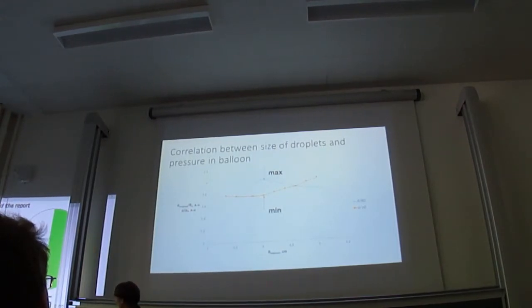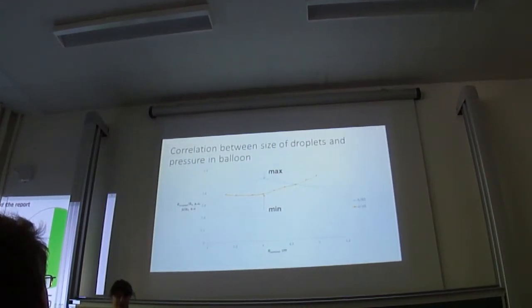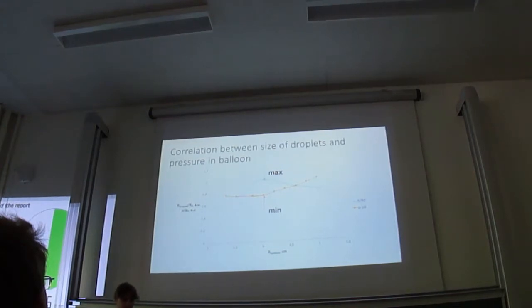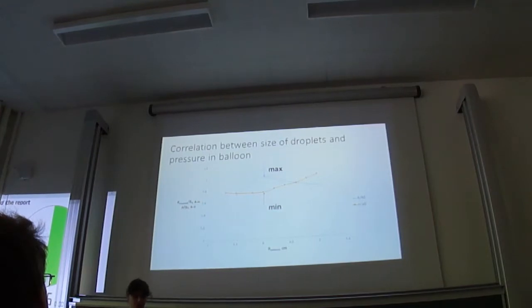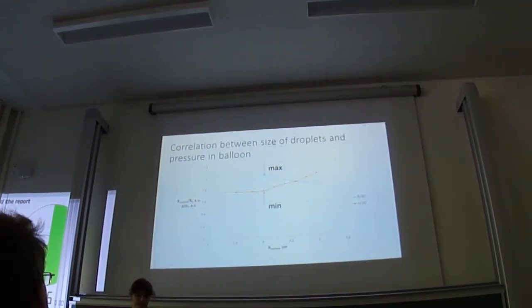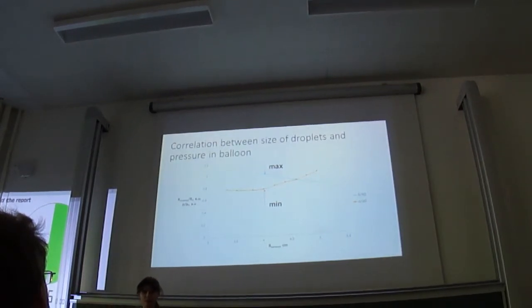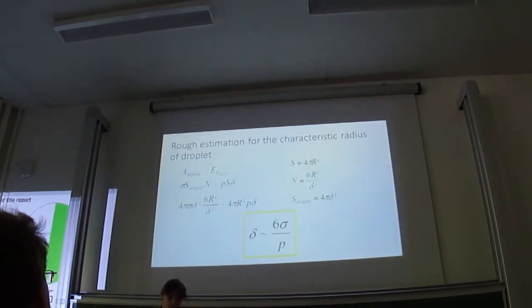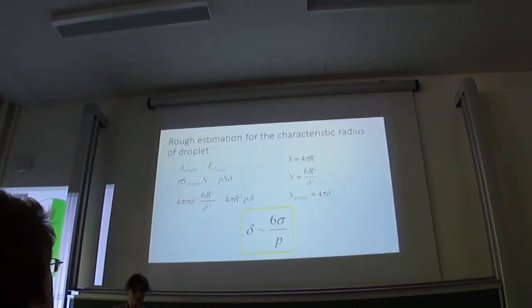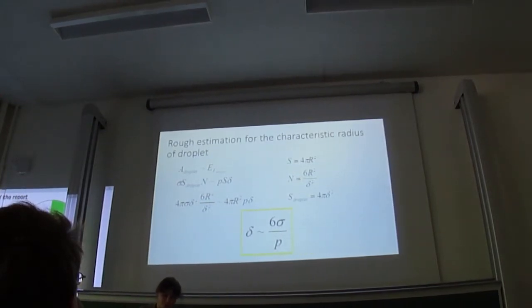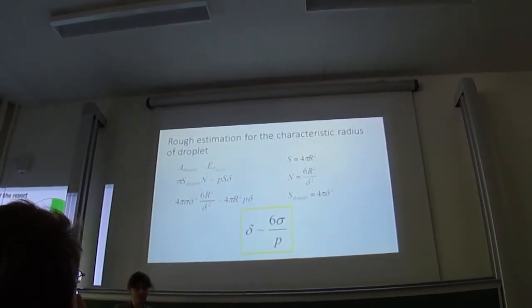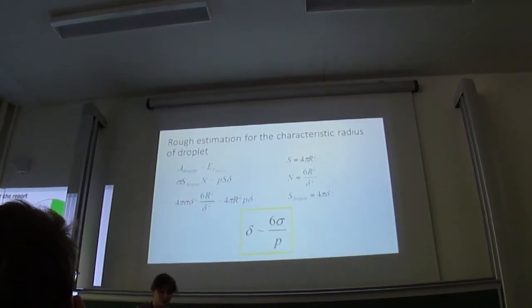Here you can see one of the most interesting dependences that we get: the correlation between the size of droplets and the pressure in the balloon. You can see that both of those dependencies have an extremum, and it is approximately at one point. So we can see that the radius of droplets has a stronger correlation with the tension characteristics of the rubber. So we can roughly estimate the characteristic radius of droplets from a simple consideration, and that formula has good qualitative agreement with our experiment.